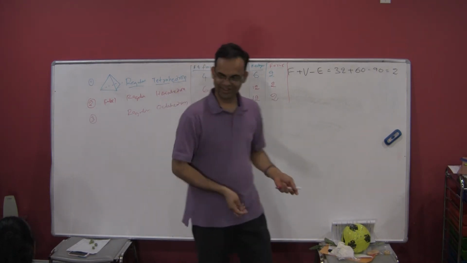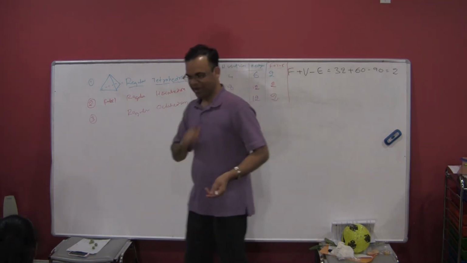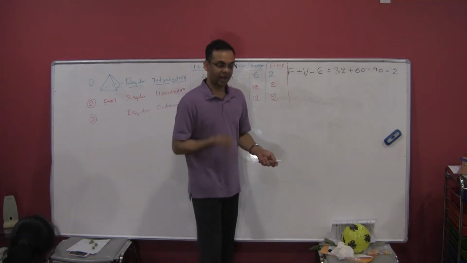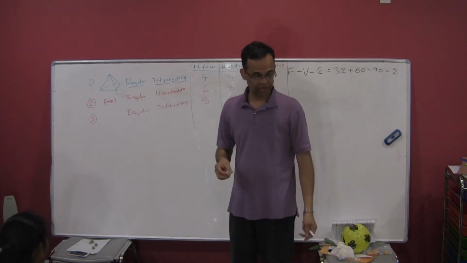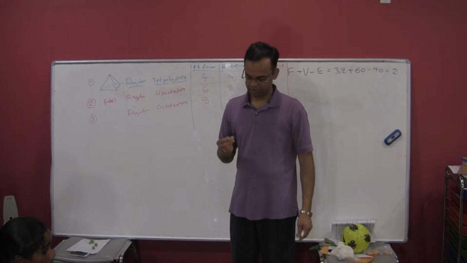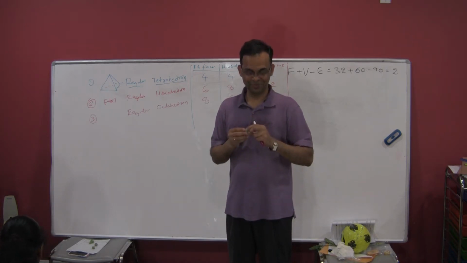Now, what do you think its name should be? It's a little bit harder, but try it. How many faces does it have, by the way? That will give a clue to its name. 10? 12. Did you count? Careful. Go by the pattern. Count.